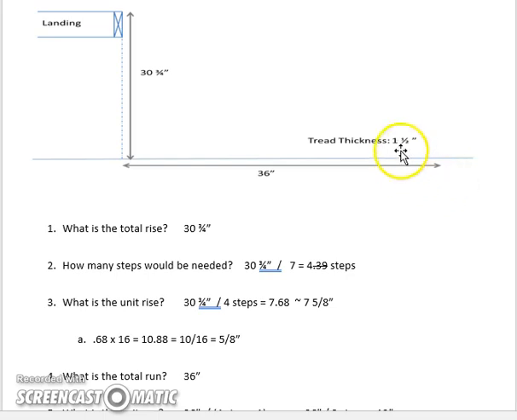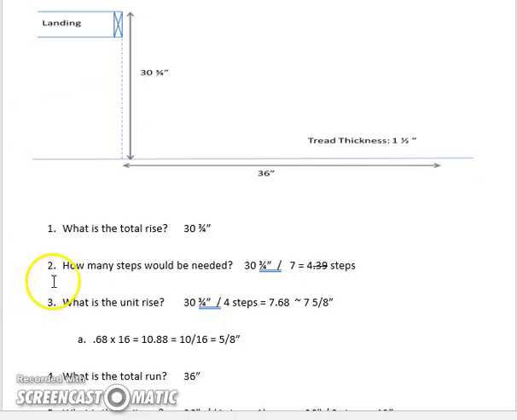Alright, and then we got a tread thickness of 1.5 inches. That would be 2x material. Typical tread thickness can vary anywhere from 1 inch to 1 1/4 to 1 1/2. Alright, so let's get started. What is the total rise? This one's easy. All you have to do is literally read it right off the screen, 30 3/4. If that's in feet and inches, convert it all to inches. That is literally all you have to do.